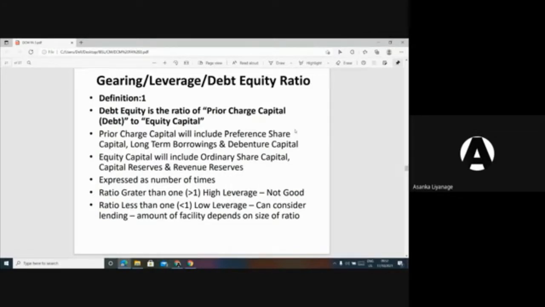You have to first take the debt capital, that is prior charge capital. Prior charge capital will include preference share capital if you have it, not the ordinary share capital, because it has a fixed return. That's why we take preference shares. Long-term borrowings and debenture capital. Those are the main three things you have to take under debt capital. In the first ratio, we only focus on the long-term debt capital, that is long-term borrowings and debenture capital. If you do have preference shares, you can take that also. Then under equity capital, very straightforward. Equity capital will include the ordinary share stated capital plus all reserves. All reserves we have already discussed. Now, what you do is divide debt capital by equity capital.